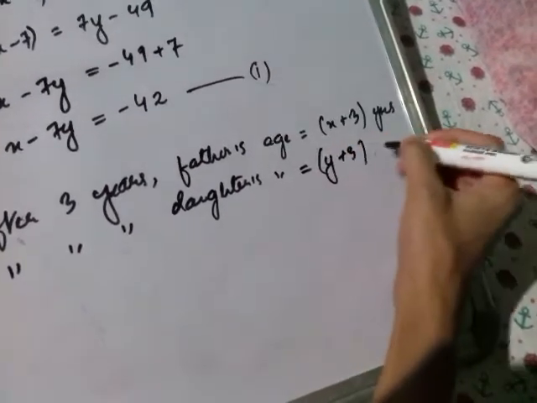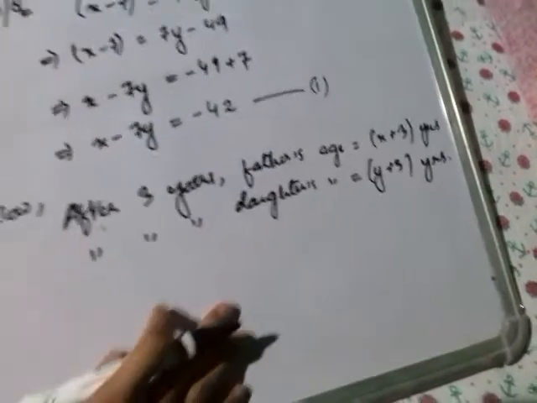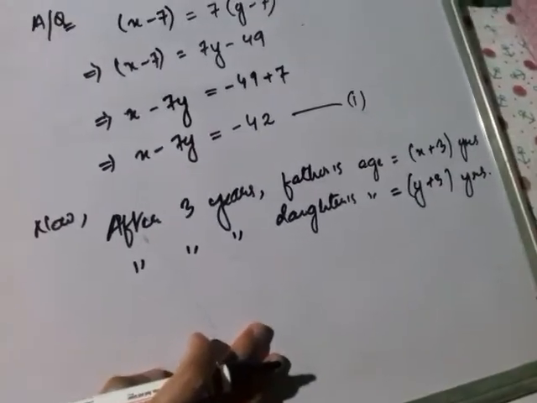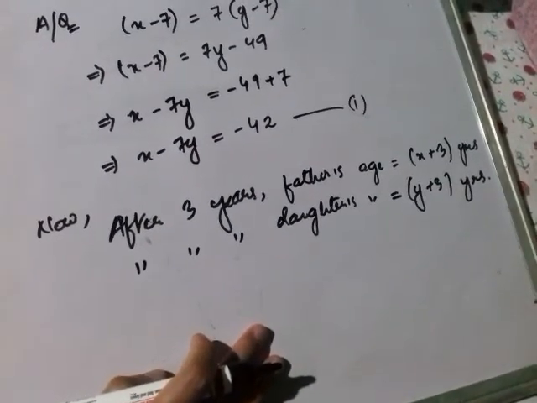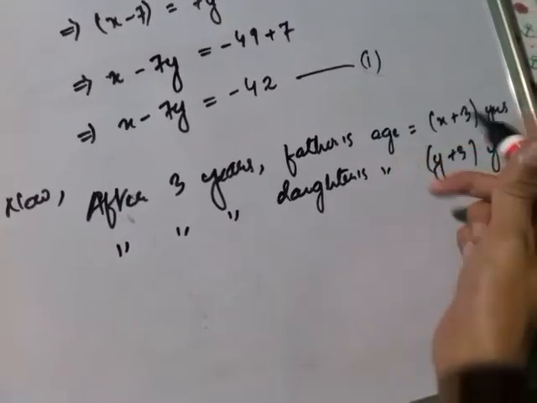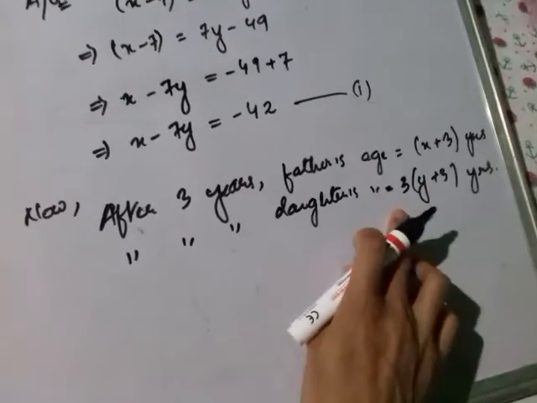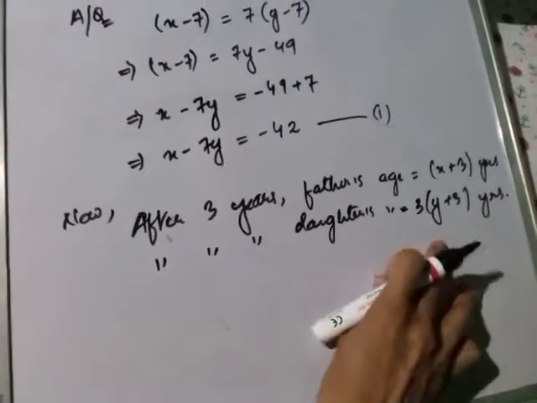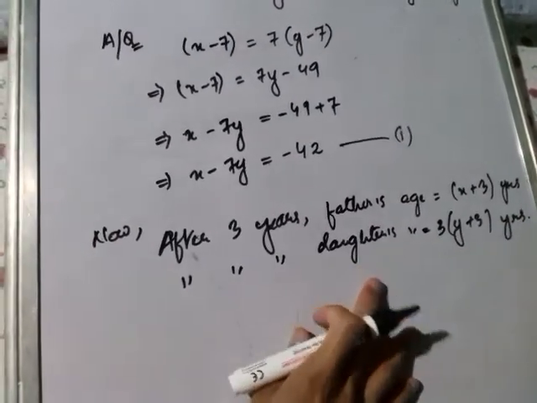Now why do we write here y plus 3? Because after 3 years I shall be 3 times as old as you will be. Oh sorry, we will write here 3 into, because it will be 3 times, so it will be 3 into y plus 3. So why do we write y? Because it is the daughter's age.